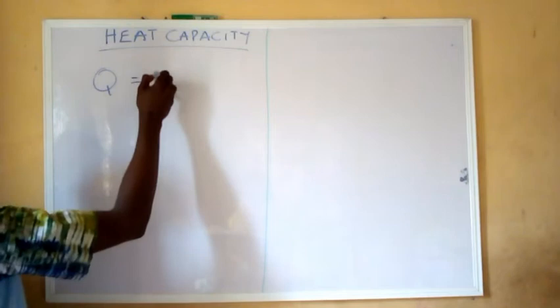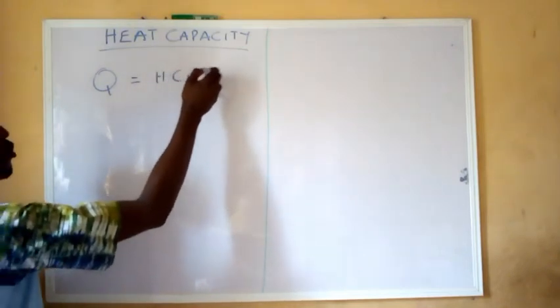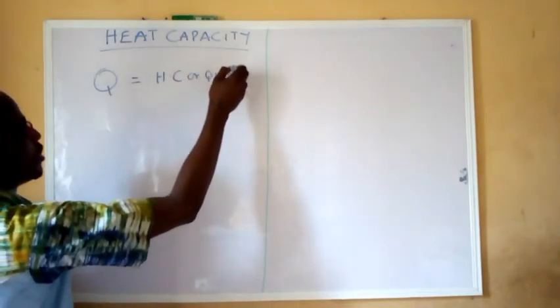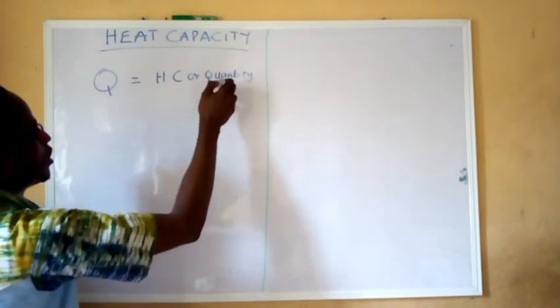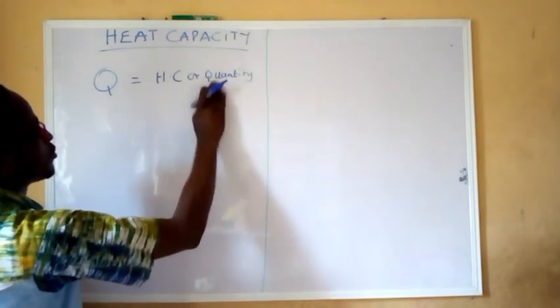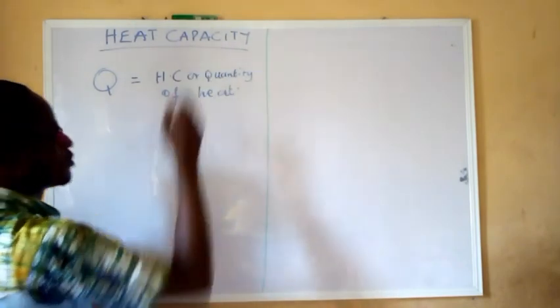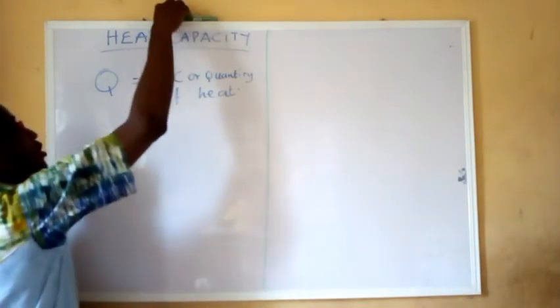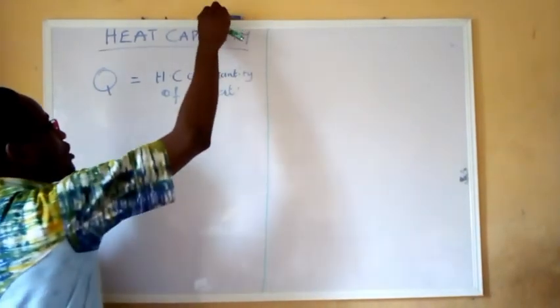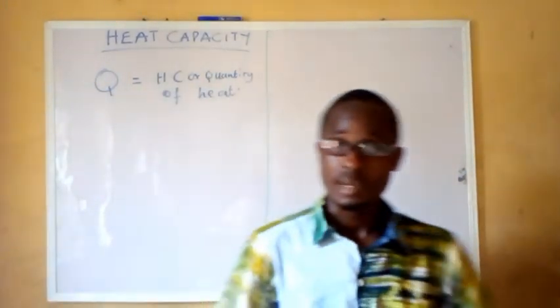Q means heat capacity, or quantity of heat. It is heat capacity or quantity of heat. That is what we call heat capacity.